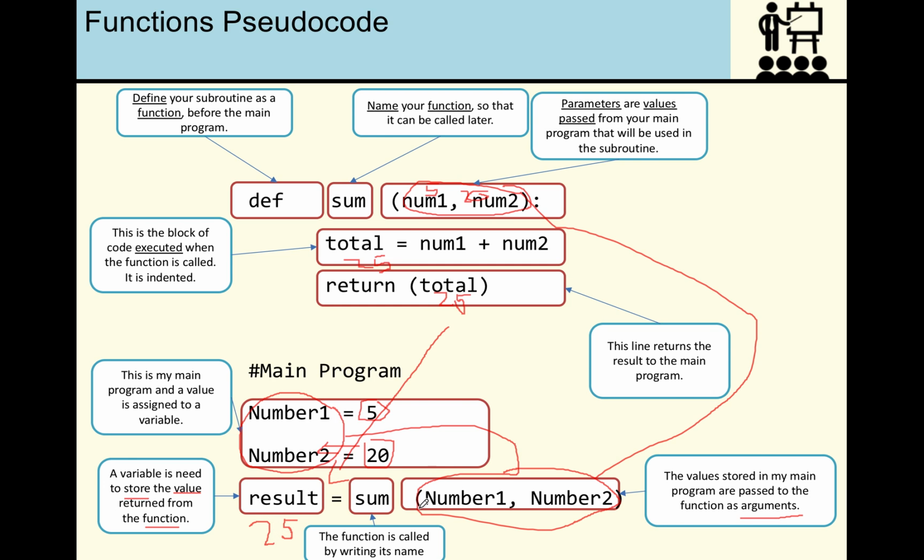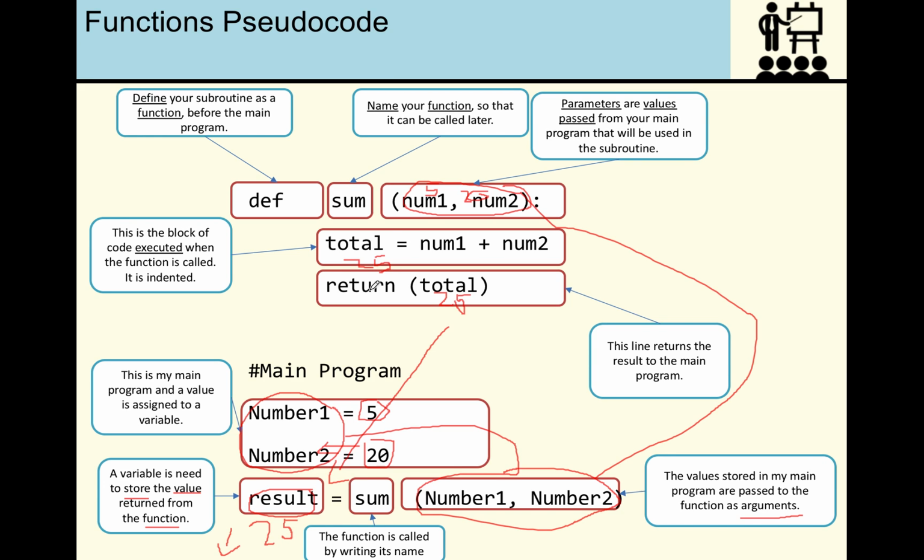Now, once I've called my function, and this code has all been executed, and the value has been returned to my main program, it continues as usual. And I may want to use the result in other code, in other instructions within my main program. So that is a very brief example of how a function works.